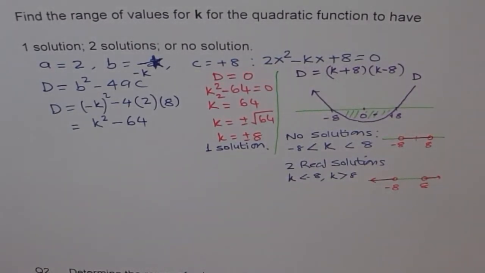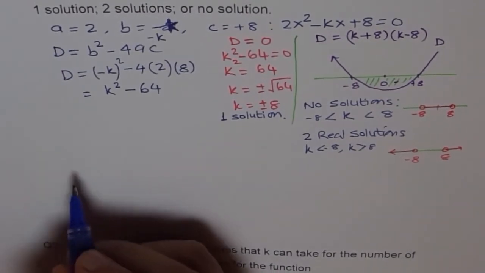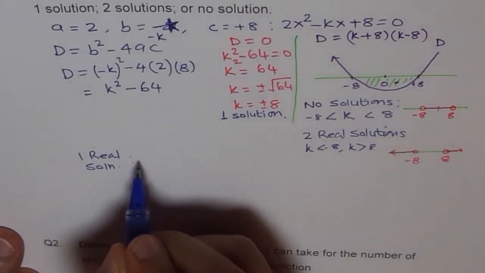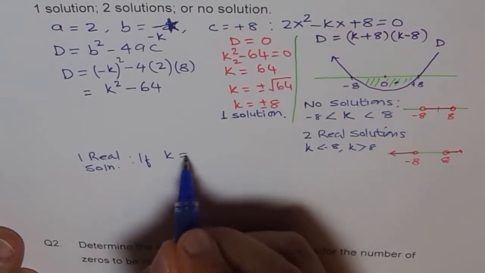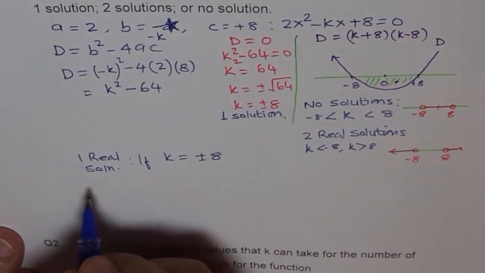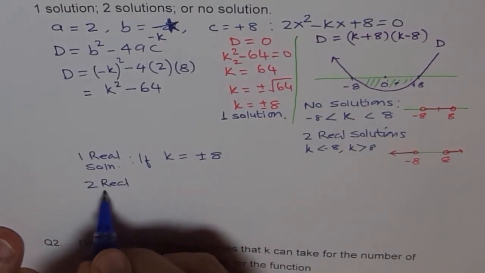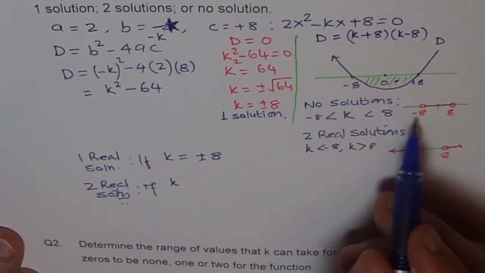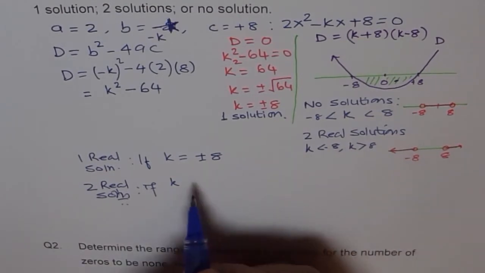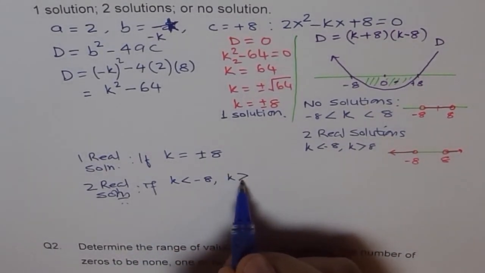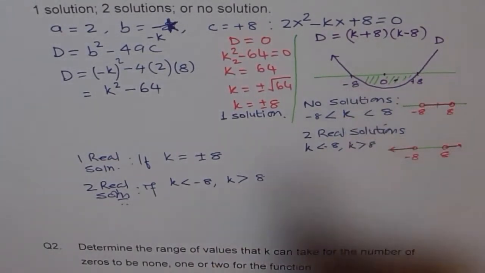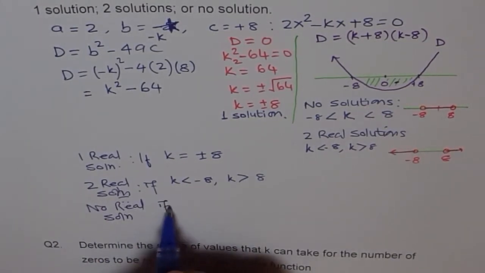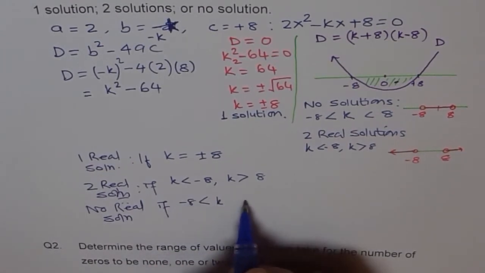Do you understand? So we can summarize our result as one real solution if k equals plus or minus 8. Does it make sense? And two real solutions if, what happens to k for two real solutions? If k is less than -8 or k is greater than 8, right? Beyond this region. And we have no real solution if k is between -8 and +8, correct?